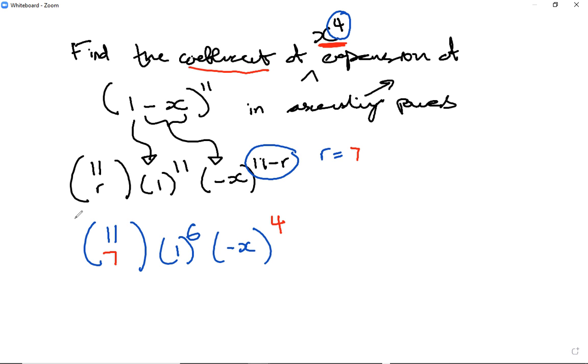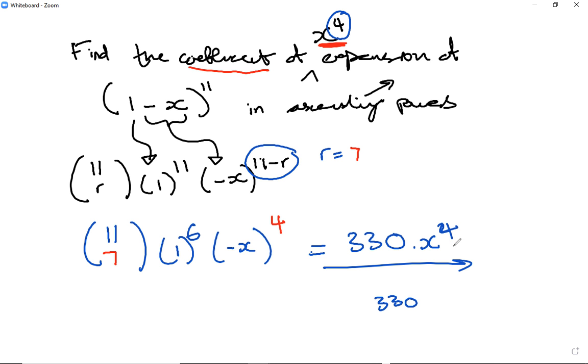And that's 11C7. So I put it on the calculator. 11C7 comes to 330. So this is 330. 11C7 is 330, and 1 times anything is 1. Negative to the power of an even number is positive, so that's going to be squared. We get 330 x squared, basically. So what's the answer? 330, basically, is the coefficient of the x.